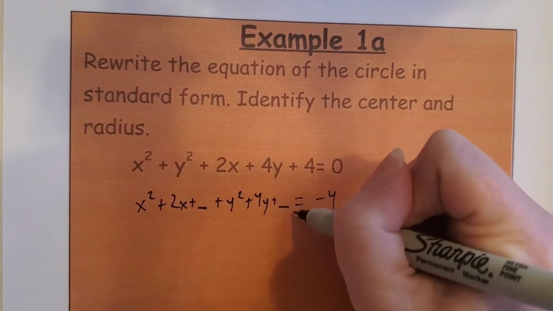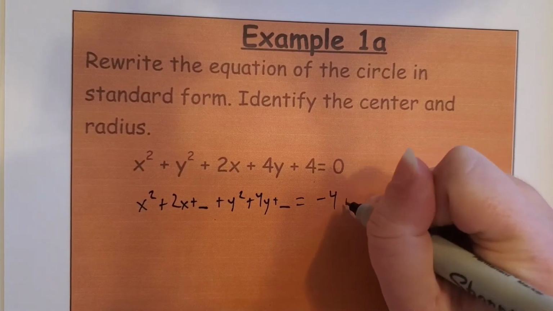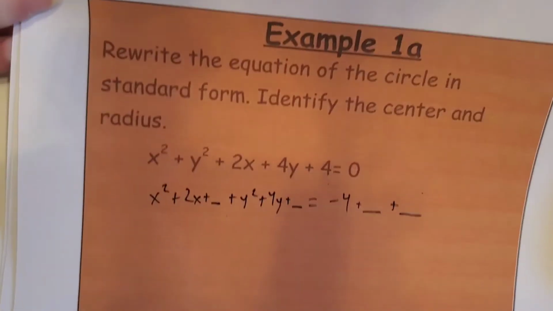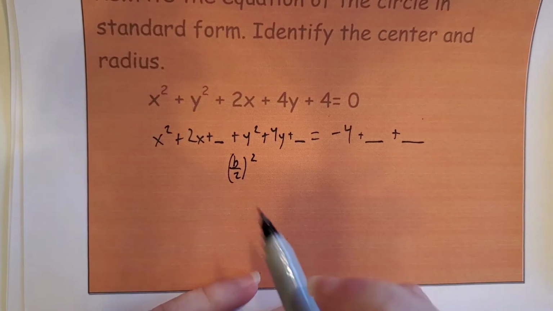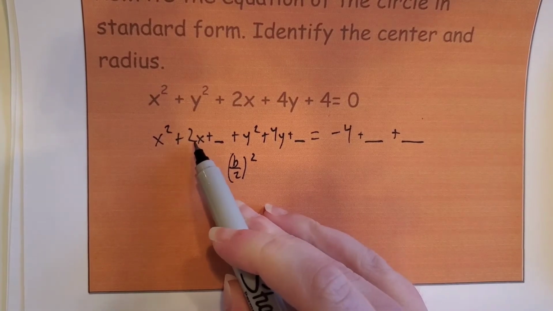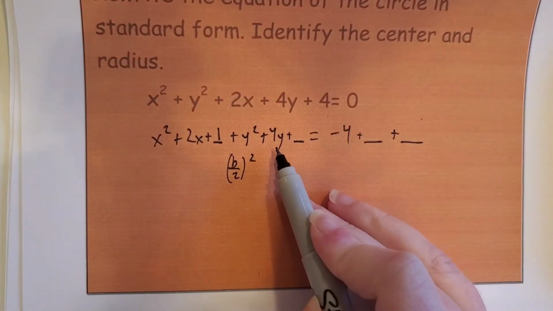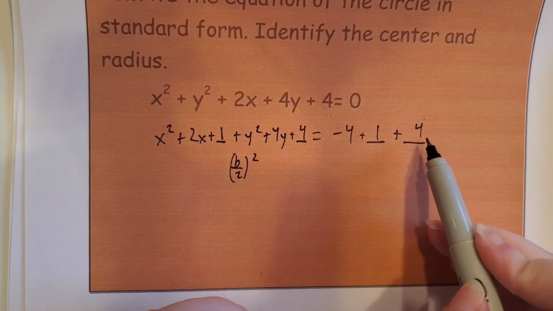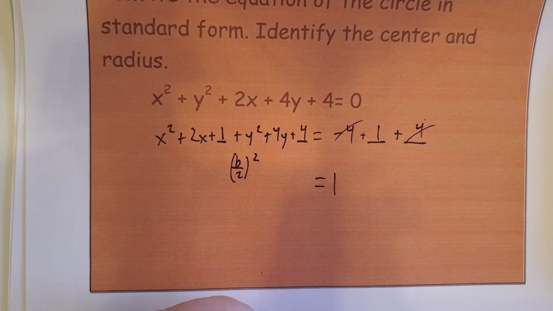If we have 2 plus blanks on the left, we're going to need 2 plus blanks on the right. So how do we fill in those blanks again? B over 2 squared. In this case, B is 2, so 2 over 2 is 1, squared is 1. 4 over 2 is 2, squared is 4. So 1 and 4 go on the right as well. And negative 4 plus 4 actually cancels out. So the right side leaves you with just 1.